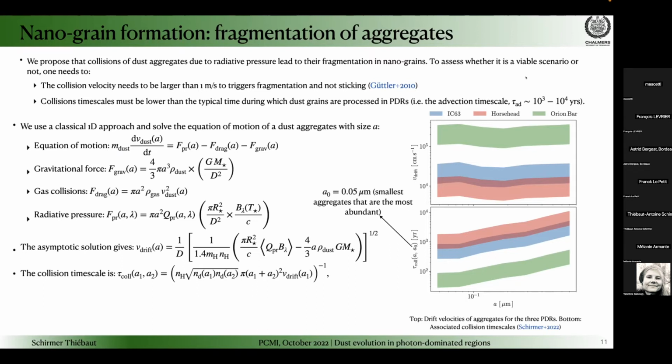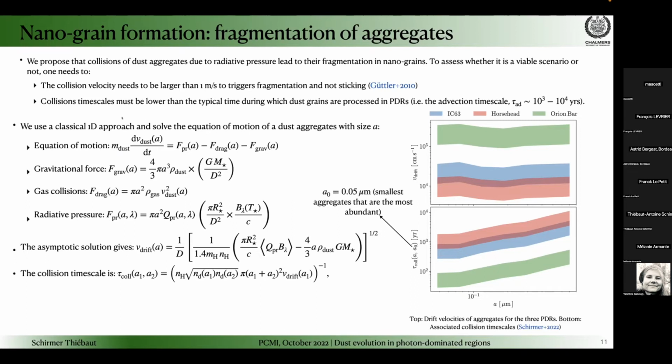And to assess whether it is a viable scenario or not, we need to be sure that the collision velocity is larger than 1 meter per second, because conversely, it will lead to sticking instead of fragmentation. And also, we need to be sure that the collisions have time to happen. In other words, we need to be sure that the collision timescales are lower than the typical time during which dust grains are processed in PDRs, which is the advection timescale, and which is of the order of 10 to the power 3 to 10 to the power 4 years for those PDRs.